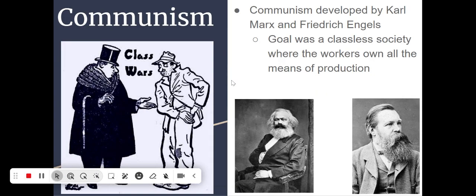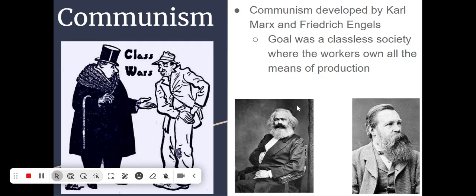Related to the socialists are the communists. And here's what I would really like you to write down somewhere on your paper: not every socialist is a communist, but every communist is a socialist. Communists are the far extreme end of socialism. It was developed by these two men down here, Karl Marx and Friedrich Engels. You will sometimes hear communists called Marxists, after Karl Marx. Their goal is a classless society. They believe that there should be no social classes, that everybody should essentially be equal.